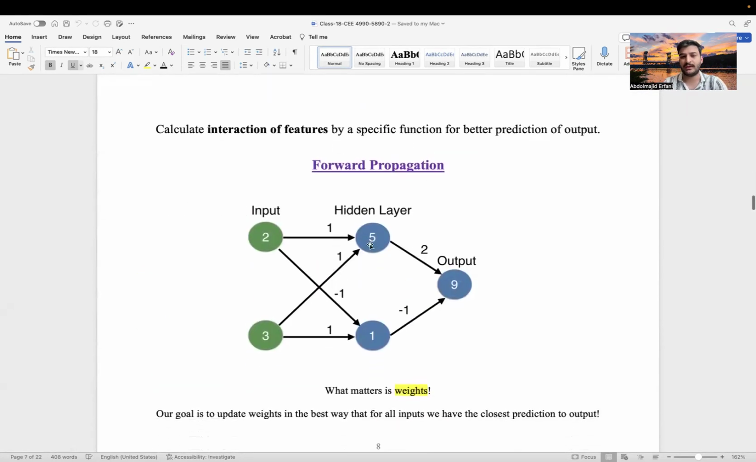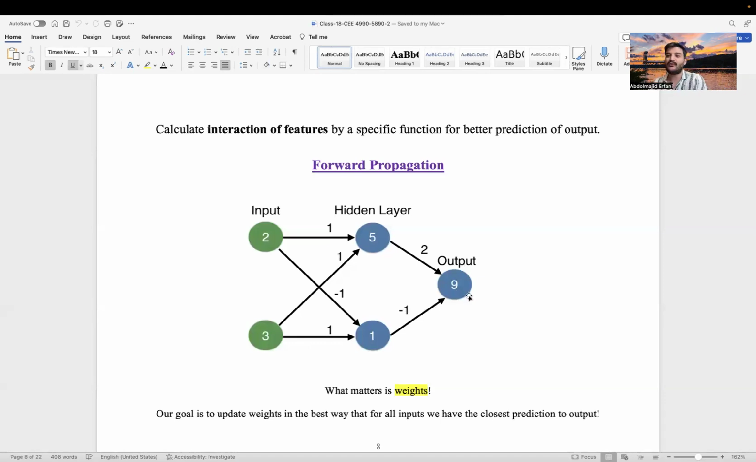You can just look at one example here. Just imagine this is a hypothetical example. My input here is 2, my input here is 3. The weight on this line is 1, and the weight on this line is 1. Can you guess how this number 5 is calculated? 2 multiplied by 1 plus 3 multiplied by 1. And then it gives us the number 5. So that's a forward calculation. This node is derived from this number and this number. And we have the weight 2 here and weight -1 here. 5 multiplied by 2 is 10, plus 1 multiplied by -1, which gives you 9.